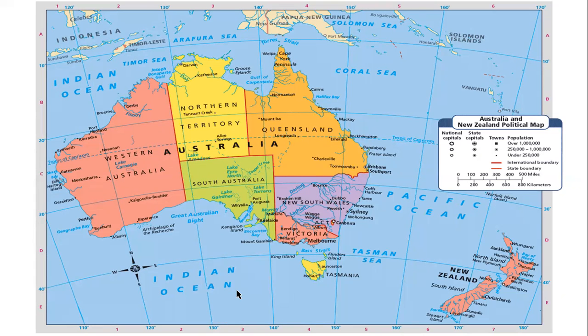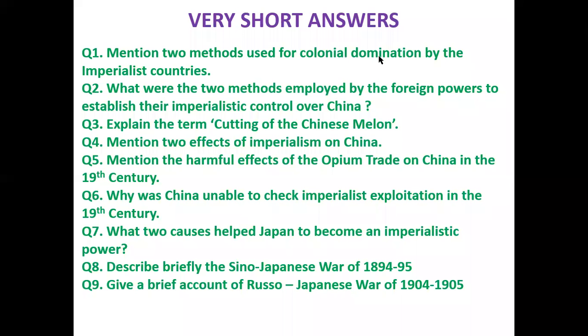So with this, children, we have completed the map work of this chapter. Next class, we are going to start with the question and answers of paths to modernization. Actually, I can start today itself. Yeah, let's do it today. Let's begin with question and answers of the next chapter, paths to modernization. Okay. So this is the last chapter, paths to modernization.